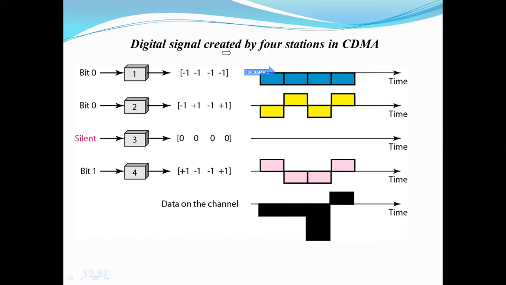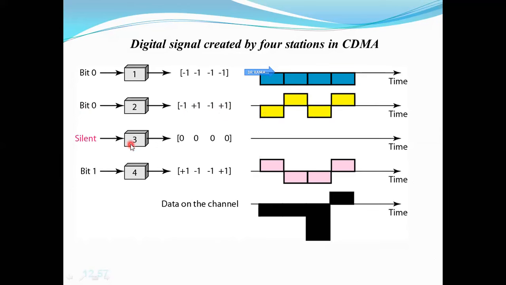Now imagine station 2 is sending minus 1, plus 1, minus 1, plus 1. Initially there is a minus 1, then it is plus 1, then again minus 1, then plus 1. That is minus, plus, minus, plus. The signal level representation makes it easy to understand.